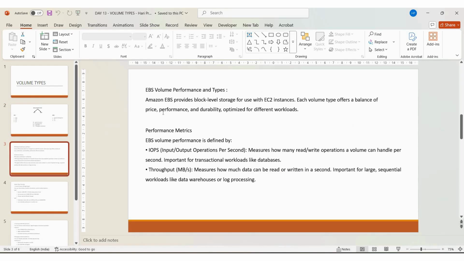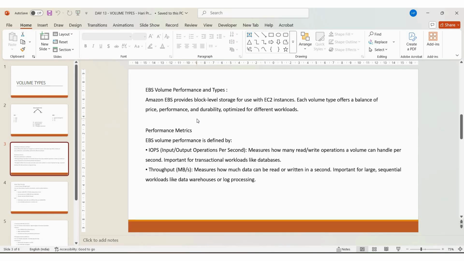Now we go to EBS volume performance and types. The performance metrics include IOPS, which is input output operations per second. Imagine you have Microsoft Word with multiple tabs open, like 16,000 tabs, and it's not slow. This is called IOPS.